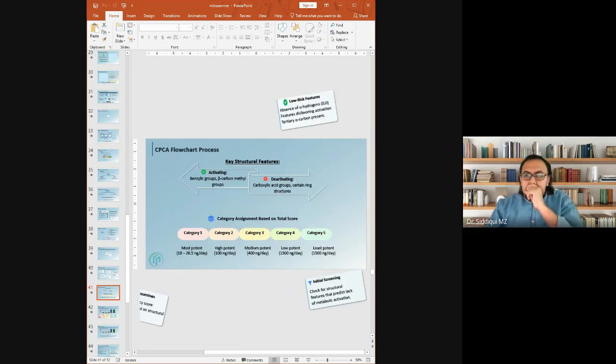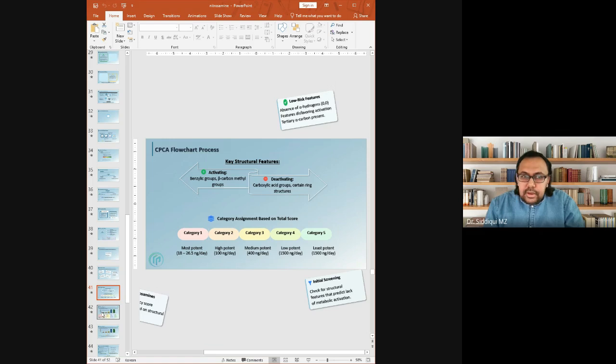So usually, the range of the categories, like category 1 has the limit of 26.5 nanogram per day according to FDA, and 18 nanogram per day according to EMA. Category 2, which is high potent, is 100 nanogram per day. Category 3 is medium potent, 400 nanogram per day. Category 4 and 5 are similar.